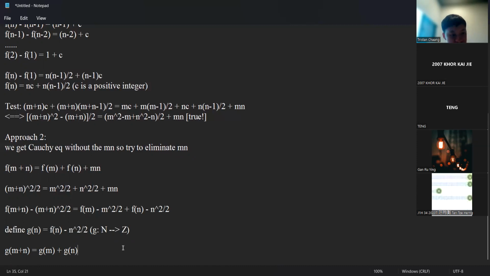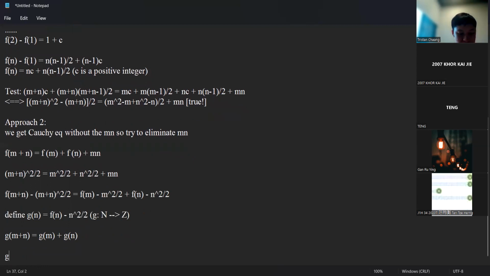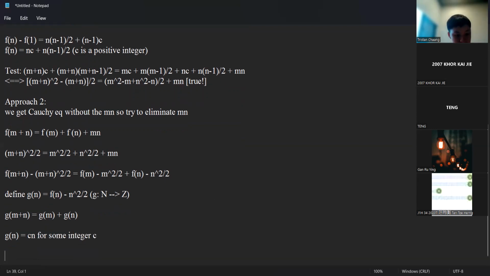So now g is a linear function. You can test that if you're not convinced. Let's say g(1) is c, and then you find g(2), which must be 2c, and 3c and 4c and so on. So g(n) must be cn for some integer c. Sorry, we're not sure if it's positive or not. So for some integer c. Therefore, f(n) follows easily.